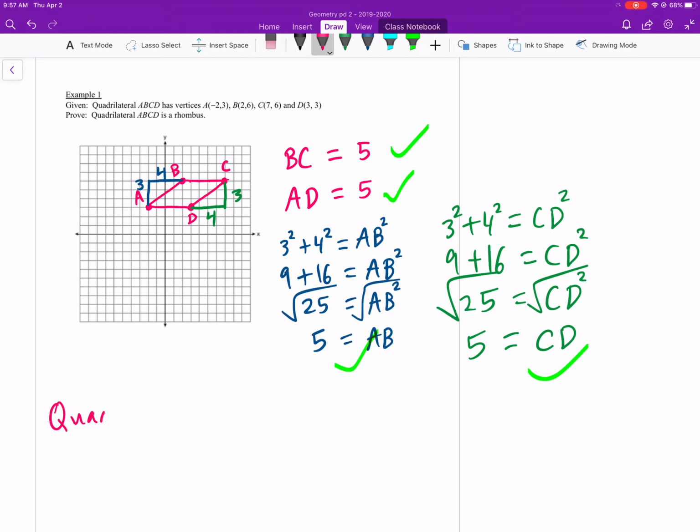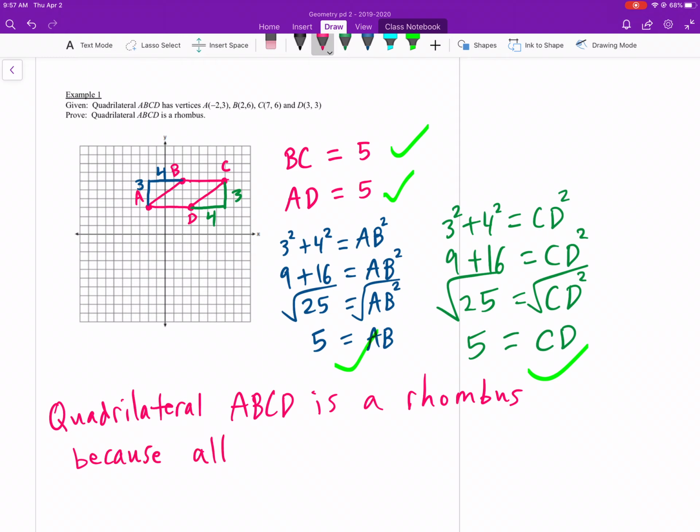Quadrilateral ABCD is a rhombus because all 4 sides are congruent. And we backed that up with coordinate geometry. On the grid, we found 4 lengths. They're all congruent. It has to be a rhombus.